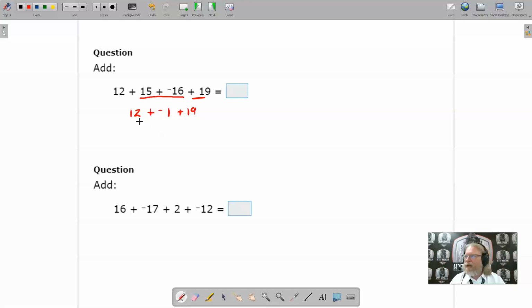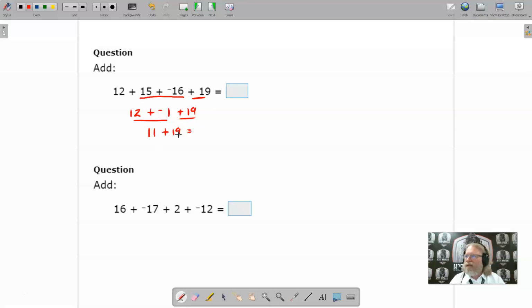And let's go ahead and do this part right here. 12 plus negative 1. Well, the absolute value of 12 is going to be greater than the absolute value of negative 1. So it's going to be positive, just like the 12 is positive. 12 minus 1 is 11. And now let's bring down the plus 19. And 19 and 11, I need to add those together.